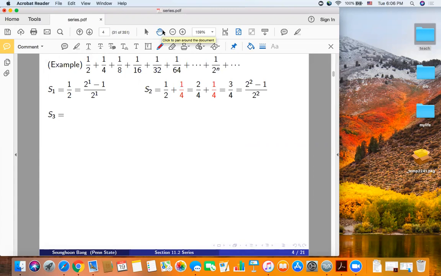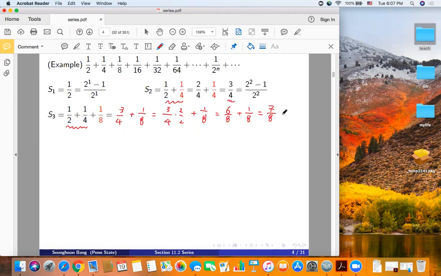It's the same. S3 is 1 over 2 plus 1 over 4 plus 1 over 8, just adding the first 3 terms. The 1 over 2 plus 1 over 4 is the previous result, 3 over 4. So this is the same as 3 over 4 plus 1 over 8. You can change it to a common denominator: multiply top and bottom by 2 over 2, exactly 6 over 8 plus 1 over 8. This is 7 over 8. The 7 over 8 is the same as 8 minus 1 over 8. You can change it a little bit: 8 is 2 cubed, so it's 2 cubed minus 1 over 2 cubed. This is the whole idea. That's S3. So next, this is the next one.